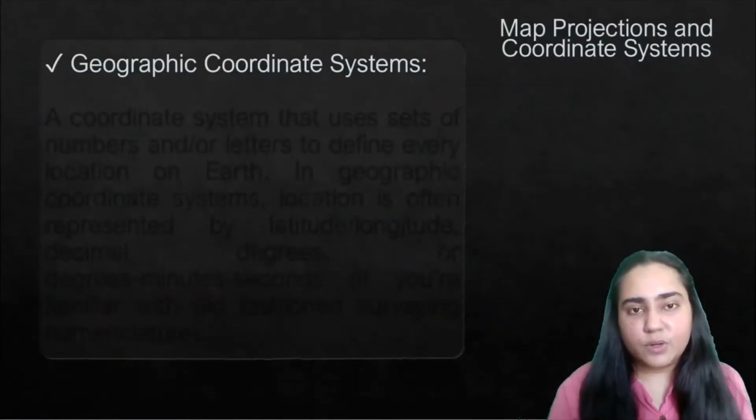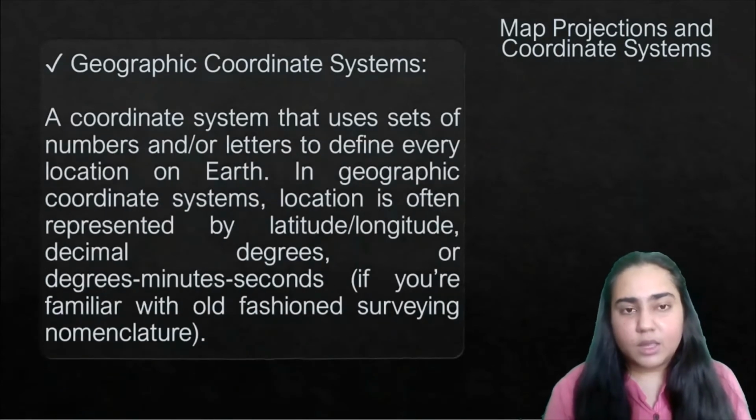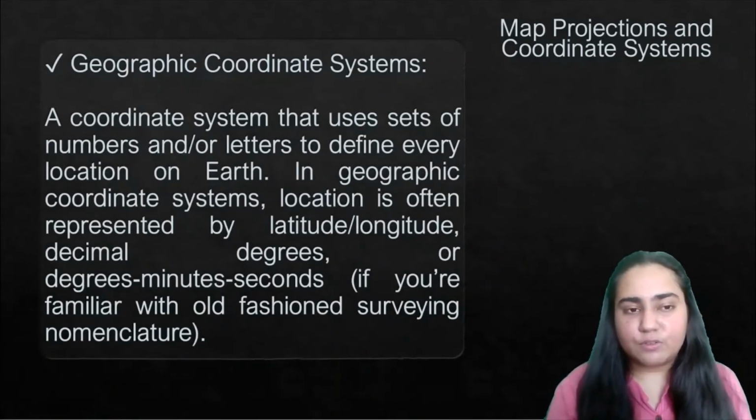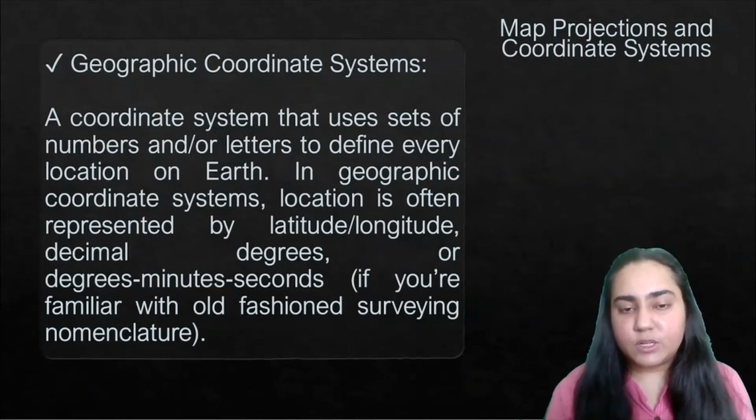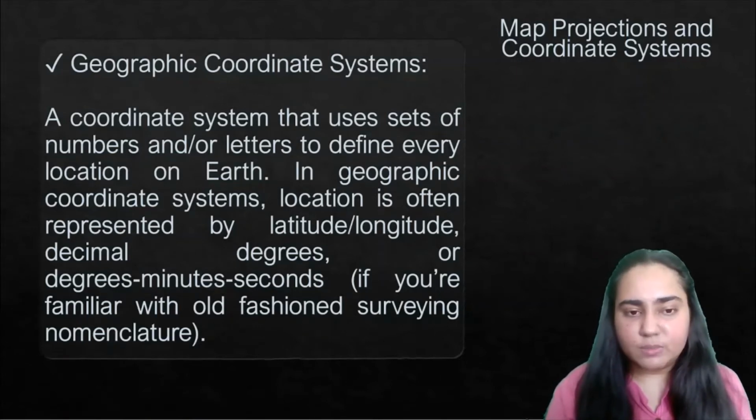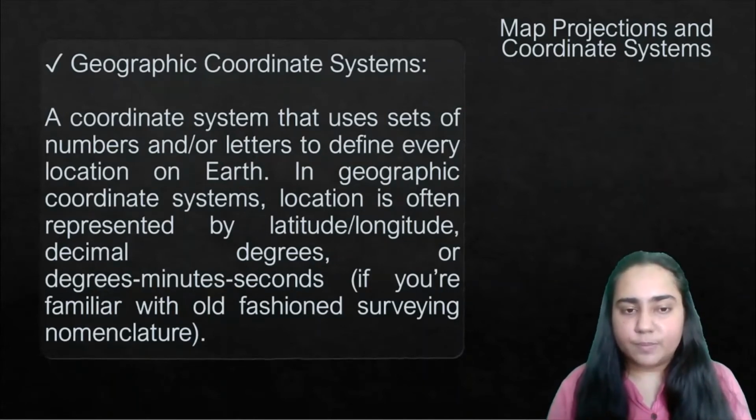The next type of coordinate system is known as geographic coordinate system. And this uses a set of numbers or letters to define every location on Earth. In geographic coordinate systems, location is often represented by latitude, longitude, decimal degrees, or degrees, minutes, seconds, if you're familiar with old-fashioned surveying nomenclature. So in old-fashioned surveying nomenclature, people used to use degrees, minutes, and seconds.